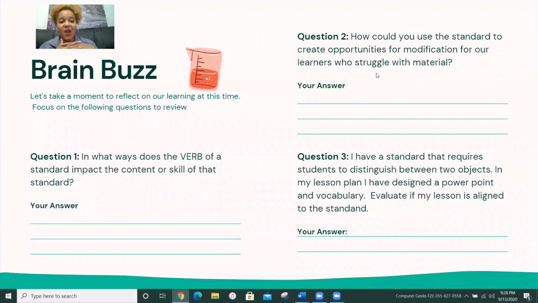Okay? In question 3, I have a standard that requires students to distinguish between two objects. In my lesson plan, I have designed a PowerPoint and vocabulary. Can you evaluate if my lesson is aligned to the standard?